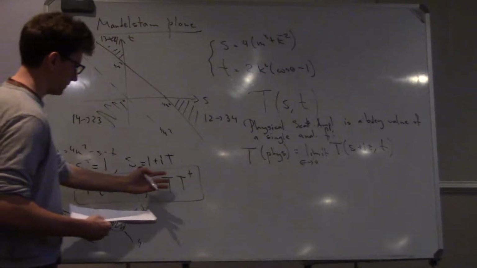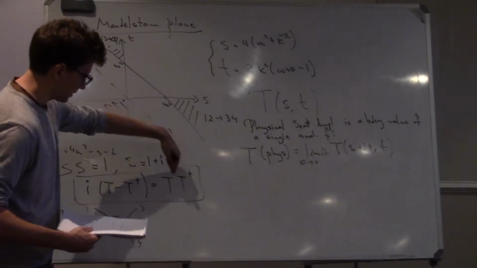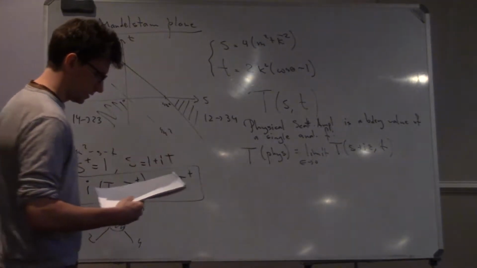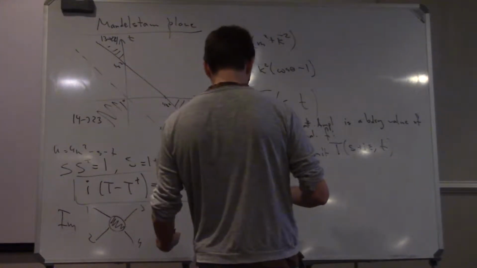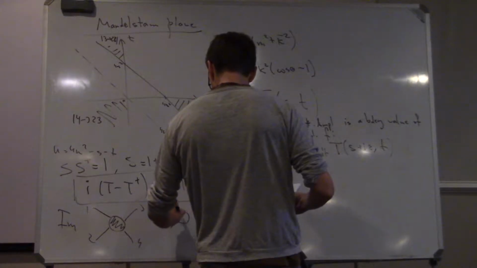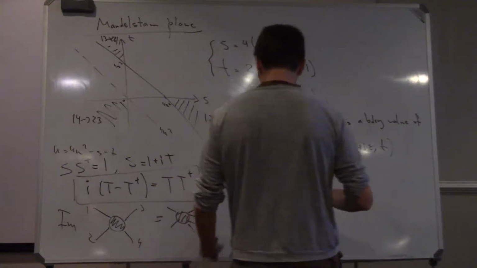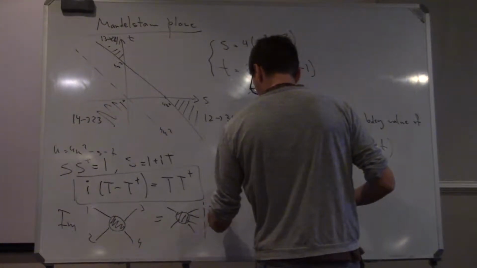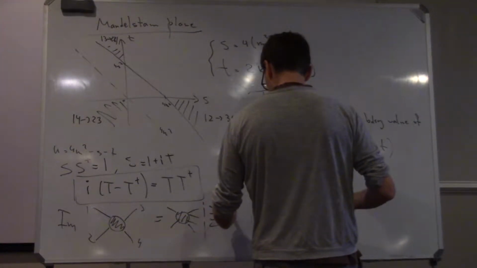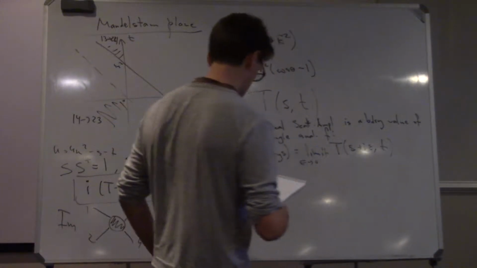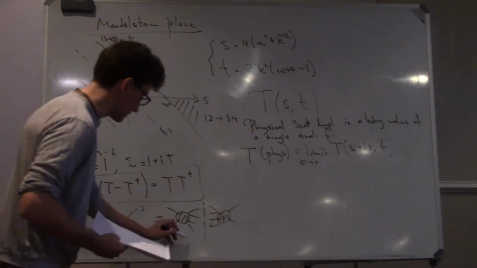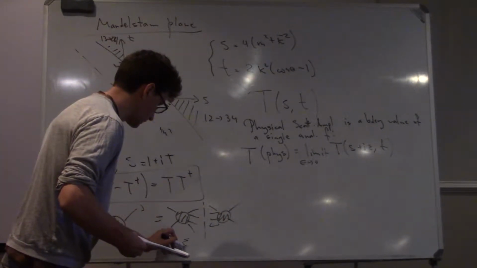And on the right-hand side, if you sandwich it between some states, you can insert a complete set of states here. This is given by a sum over all states. So this statement is known as the optical theorem, and here is the sum over all intermediate states.